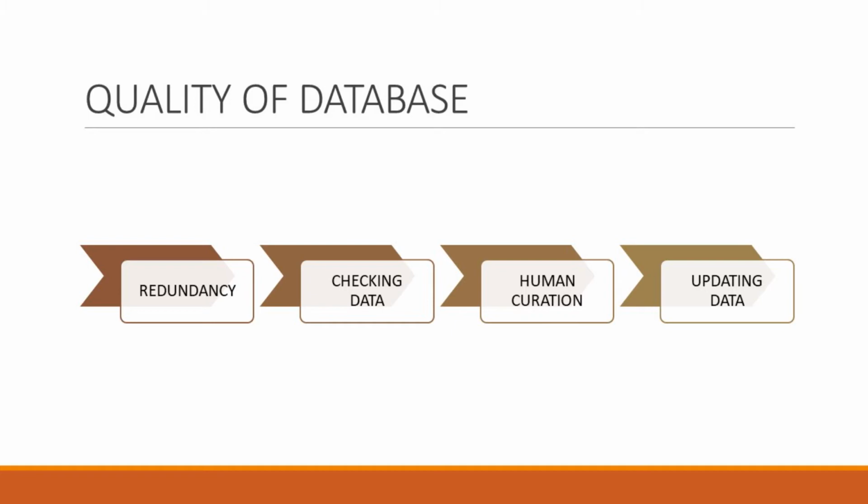The first one is redundancy, checking data, human curation, and updating data. These all are the essential qualities of the biological databases. So what is redundancy? Data redundancy occurs when the same piece of data or information is stored in two or more separate places and is a common occurrence.